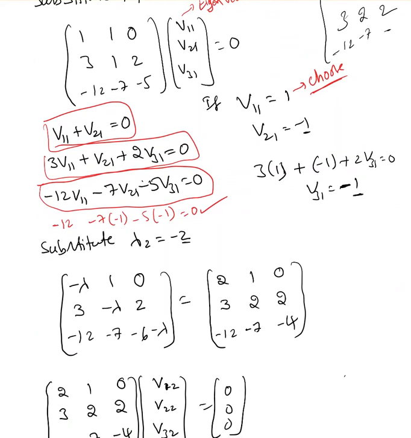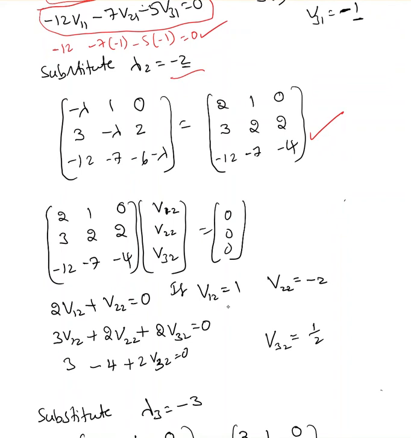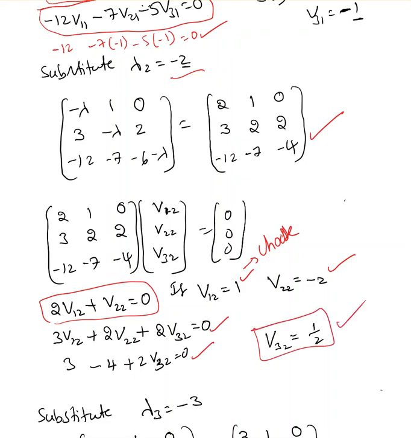Now I substituted lambda 2 equal to minus 2. When I substitute that value, this is A minus lambda I. Now I find v12, v22, v32. From the first equation, I chose v12 equal to 1, so I end up with v22 equal to minus 2. I substituted these values in the second and third equations. They both gave me the same value, v32 equal to 1 by 2.